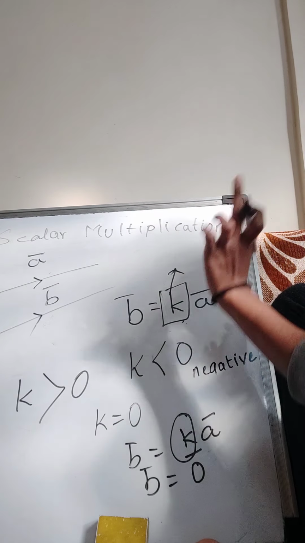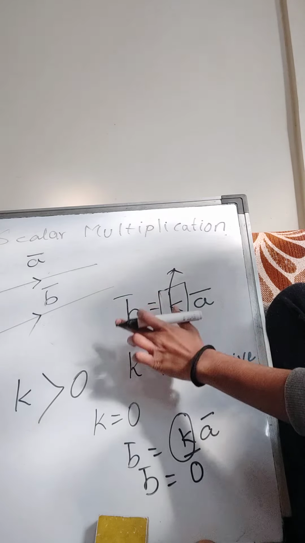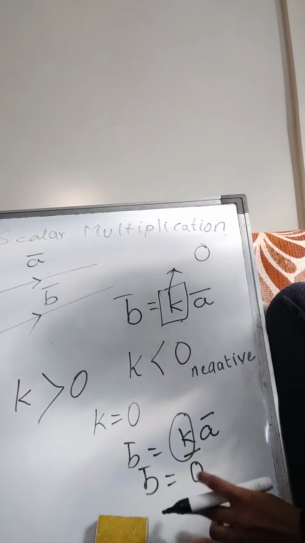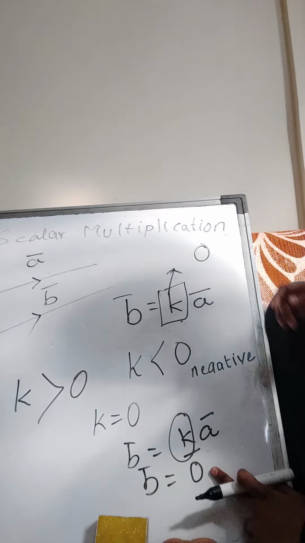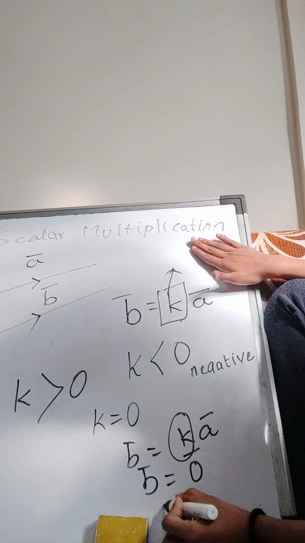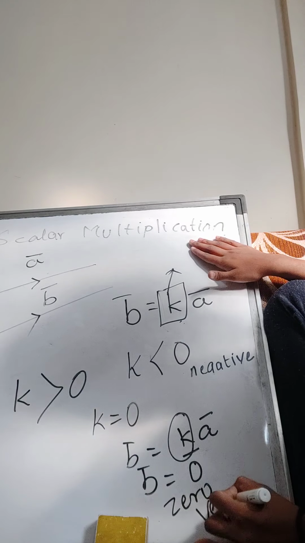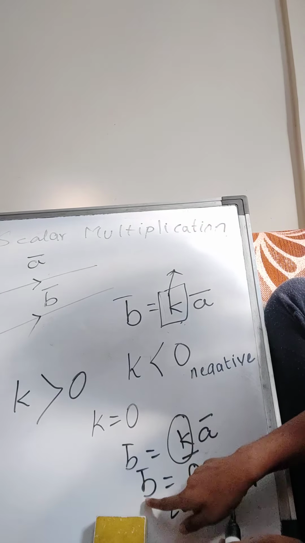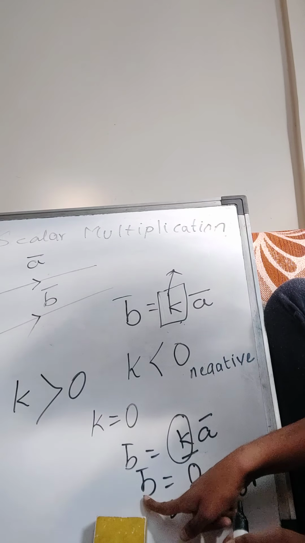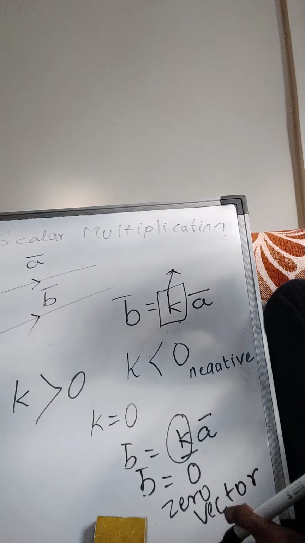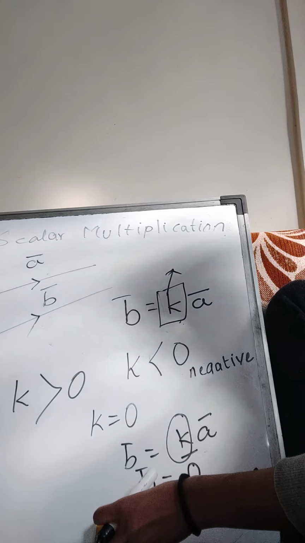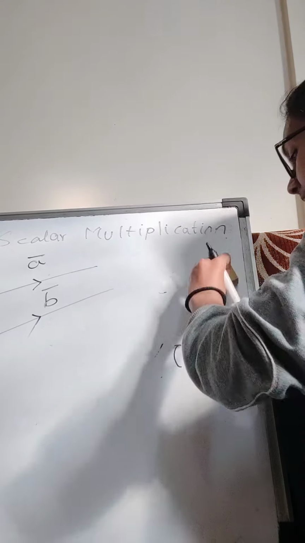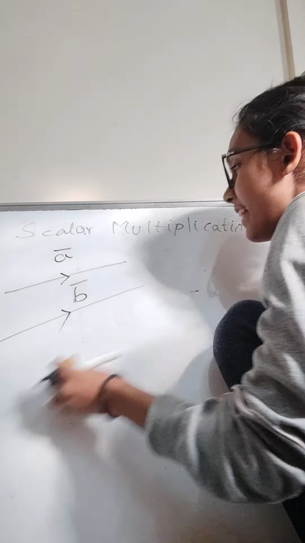So as I told you in the first part, a vector whose magnitude is 0 is called a zero vector. So here the magnitude of B bar is 0. So B bar becomes a zero vector. Great.